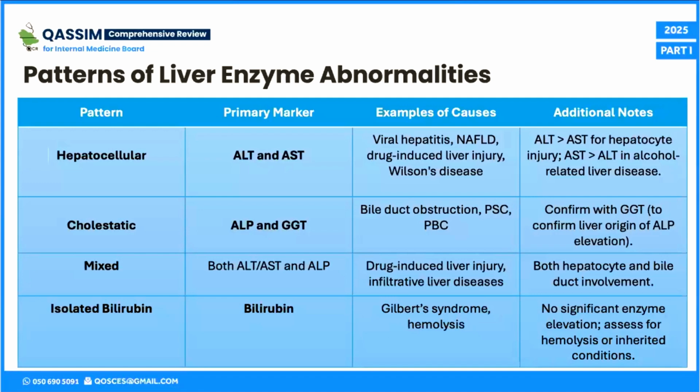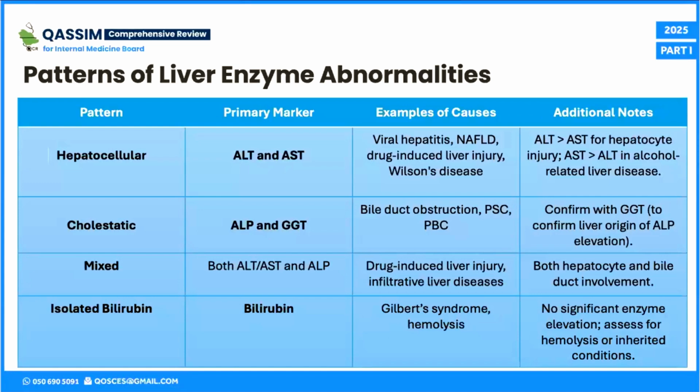In the cholestatic pattern, you will note a striking elevation in alkaline phosphatase and GGT compared with ALT and AST. The differential diagnosis includes bile duct obstruction and biliary system disease, like primary sclerosing cholangitis or primary biliary cholangitis. Usually we confirm with the GGT and we proceed with the transabdominal ultrasound to rule out biliary obstruction.